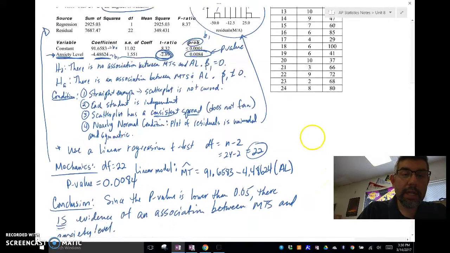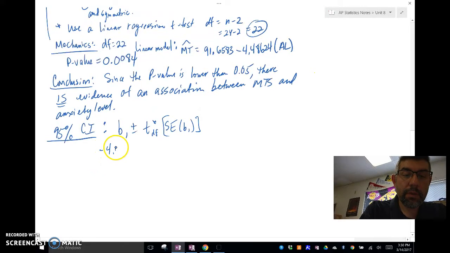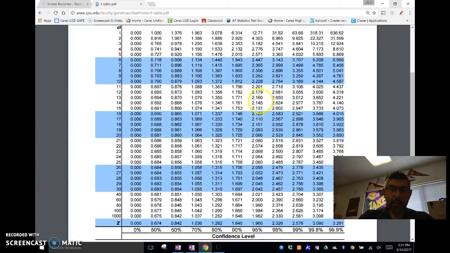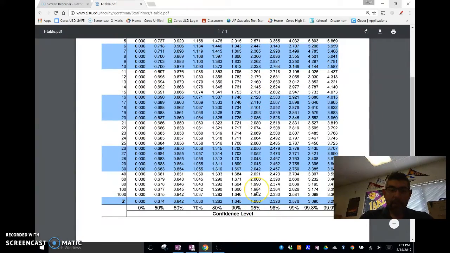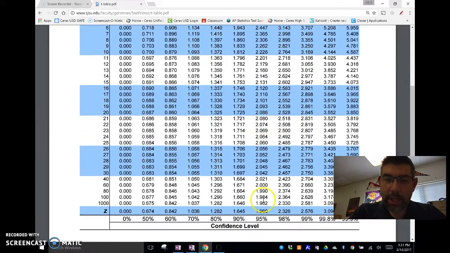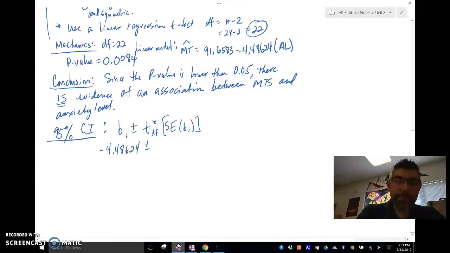So B1 is going to be negative 4.48624 plus or minus. Now we want T star for 22 degrees of freedom, so we're going to go to our T table. Give me one second. All right, here we go, we got our T table. Let's go to 95% confidence with 22 degrees of freedom, and that is 2.074.